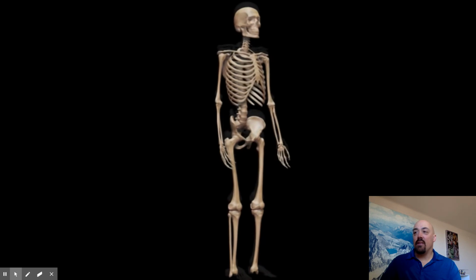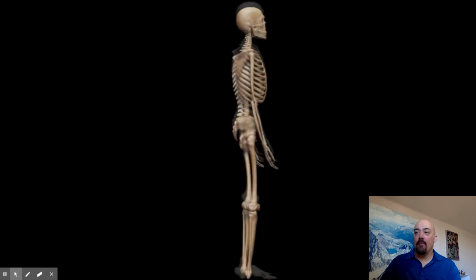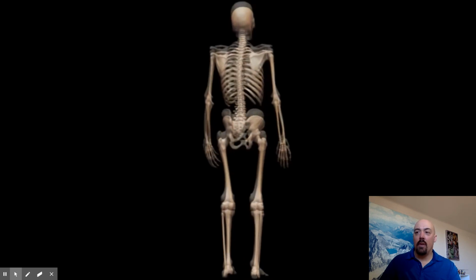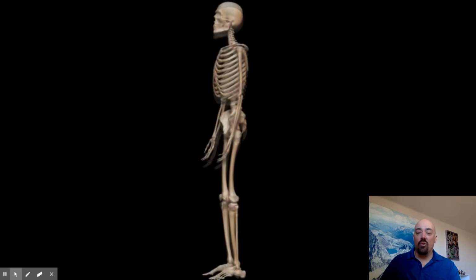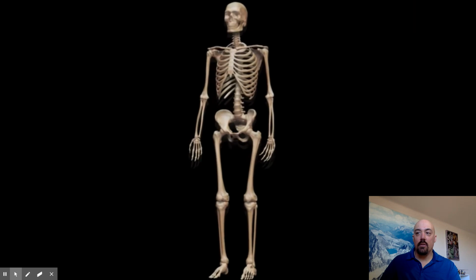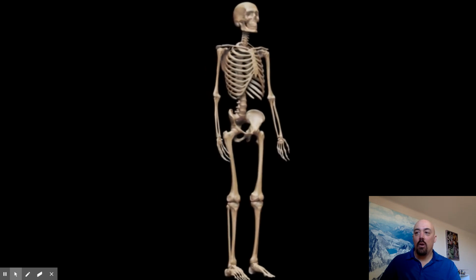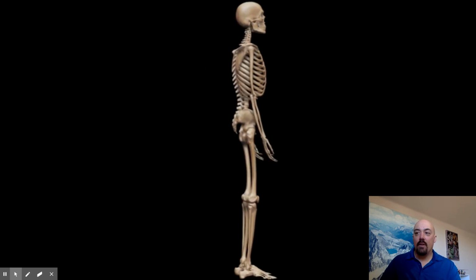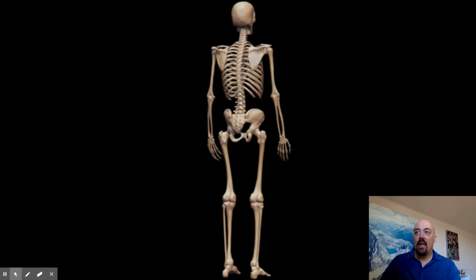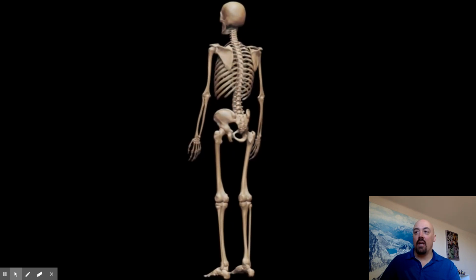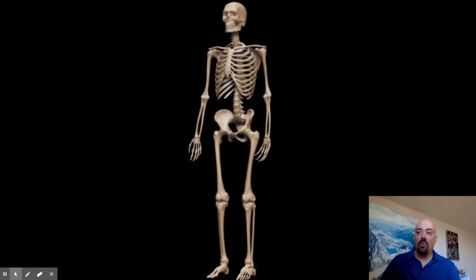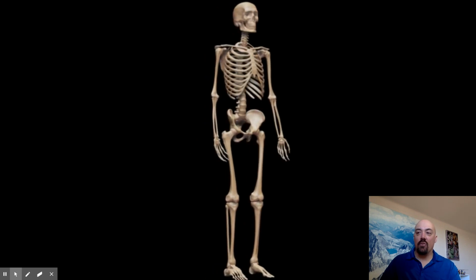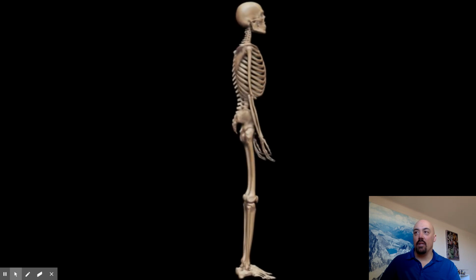The other thing we can't see on here too well is the bones of the ankle. Here they are. They're coming on a little bit, right at the bottom of the screen. But we have 7 tarsal bones. They form our ankle joint and our foot. And then we have 5 metatarsals and 14 phalanges, just like our hand. So we have 7 tarsals, 5 metatarsals, and 14 phalanges of each foot.